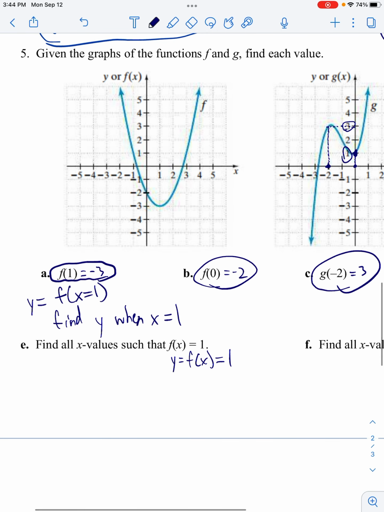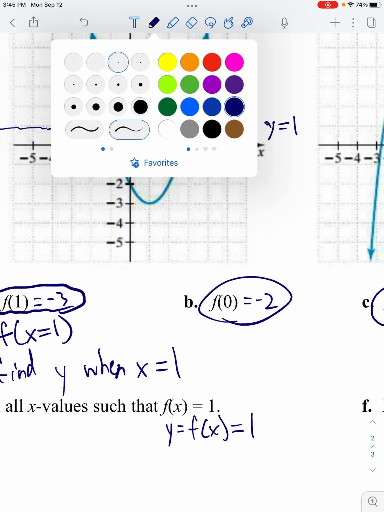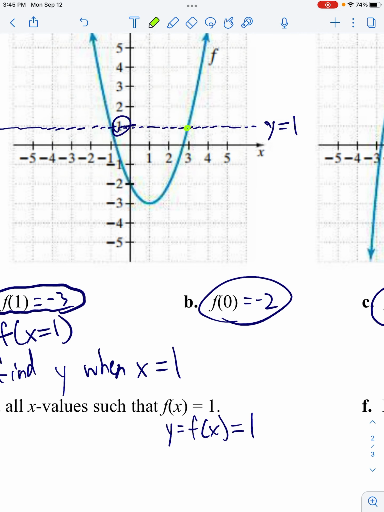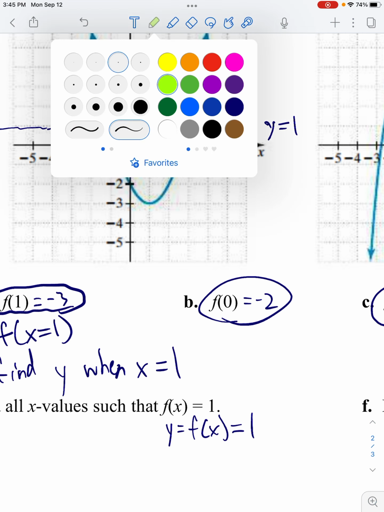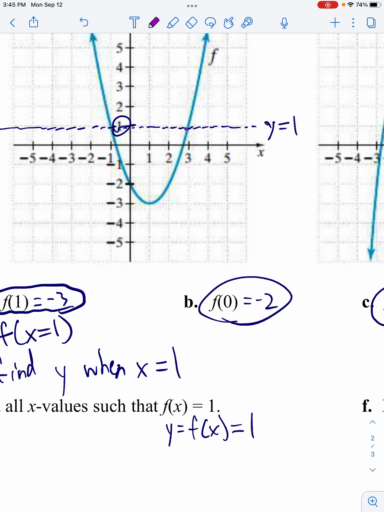So what I do here is I go on my y-axis here, my y, or my f of x axis. These are my f of x values. All right, look at 1 here, right? I'm going to draw a dashed horizontal line through y equals 1. So I drew the line y equals 1, and then I'm going to look at the x values.